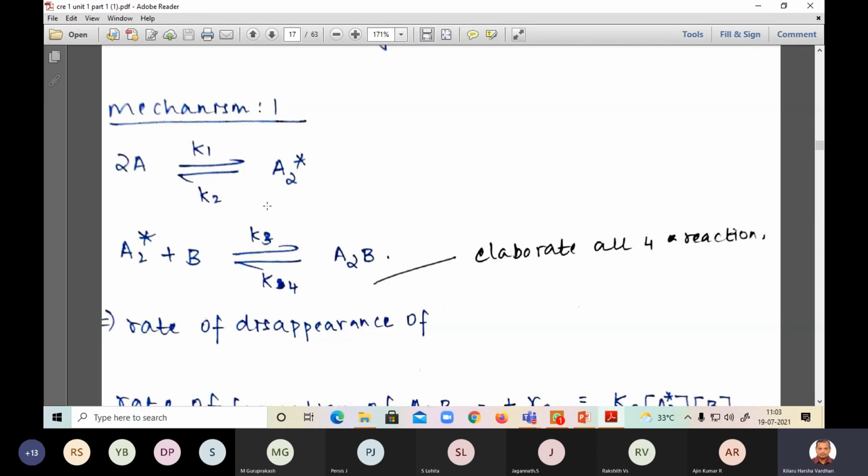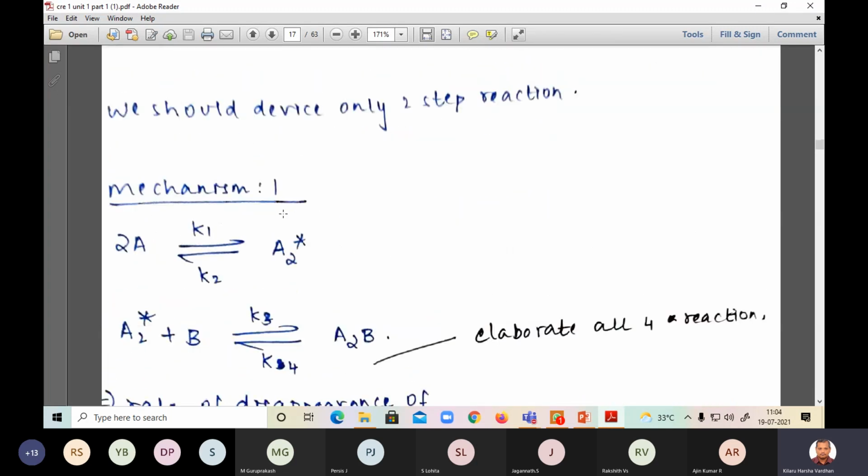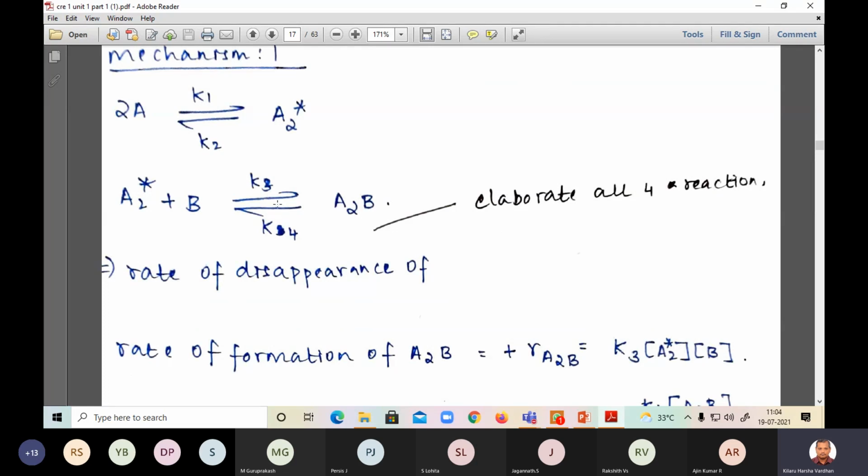So we are dividing this non-elementary reaction into a series of elementary reactions. There are 4 now. Then we write the overall rate of formation, which is what is asked in the problem. If you write the overall rate, it will come in terms of A2star, which is an unmeasurable quantity because we don't know whether A2star is formed or something else is formed. So you have to eliminate it. We can eliminate it by writing formation and disappearance again. Then finally you get A2star in terms of measurables. Then substitute that in the main expression.